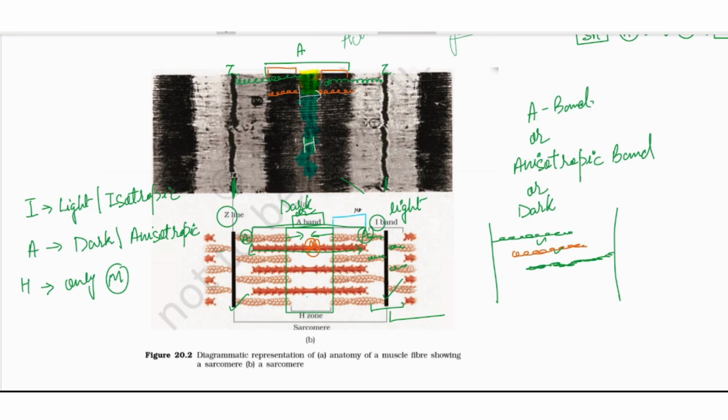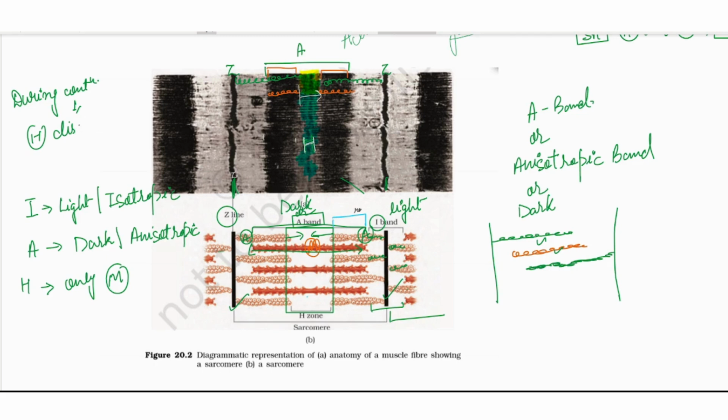So here actin and the myosin are present, but what is actually happening during the contraction and the relaxation, that is important. During the contraction, the H zone disappears because of the complete overlapping of the actin and the myosin. Actin will come into the center, so there would be no light band in the center.